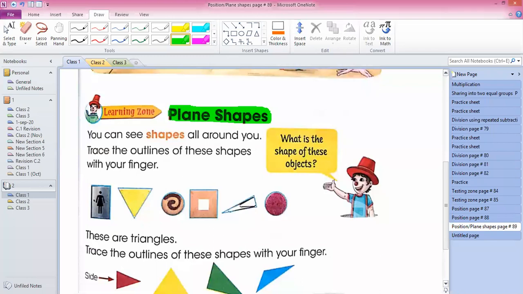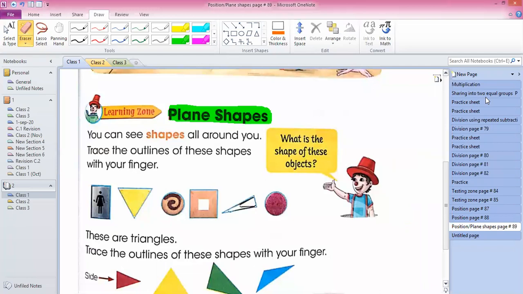Guys, when you look around yourself, you can find so many things in your room, in your classroom, outside. When you visit someplace, you can see objects having different shapes. Some of the shapes are like this. Some of the shapes are like this, right? So you can find different shapes around you in different objects.